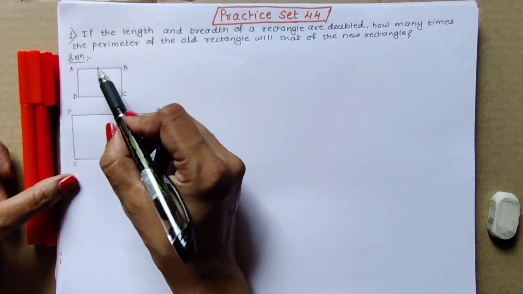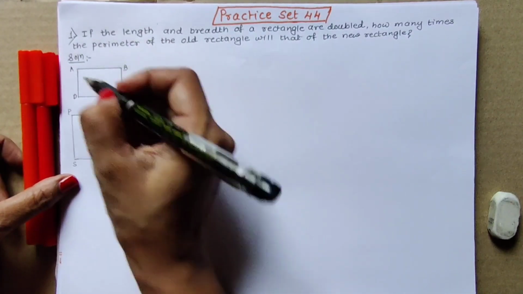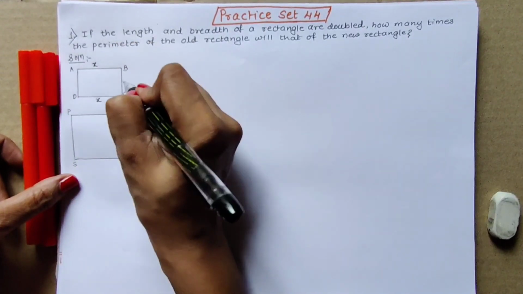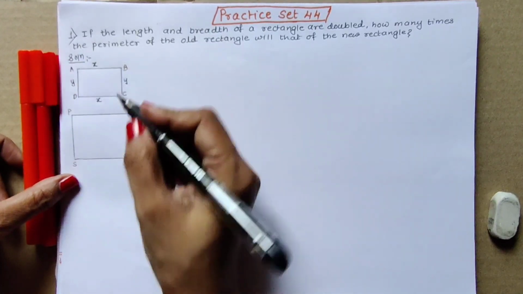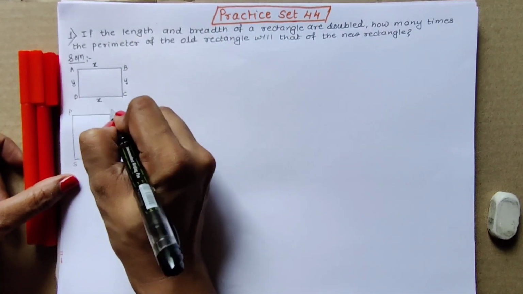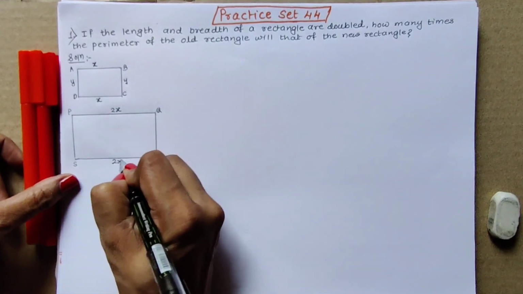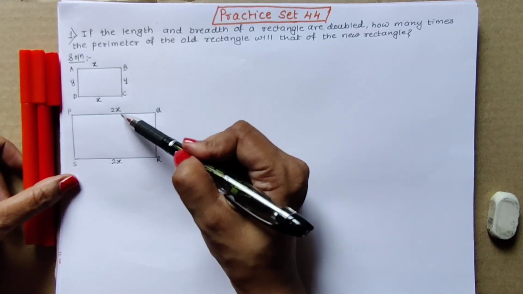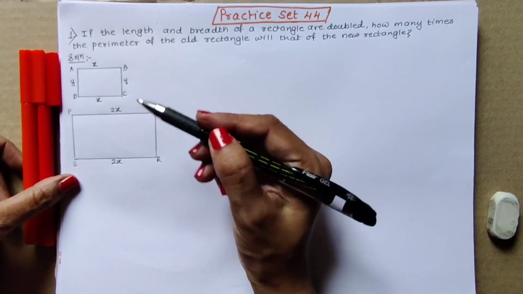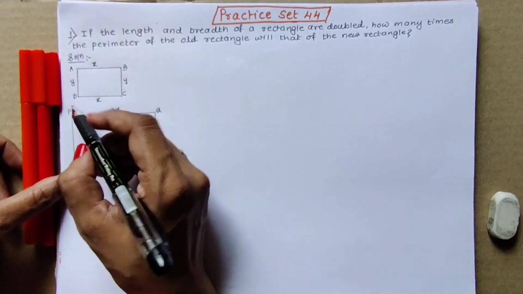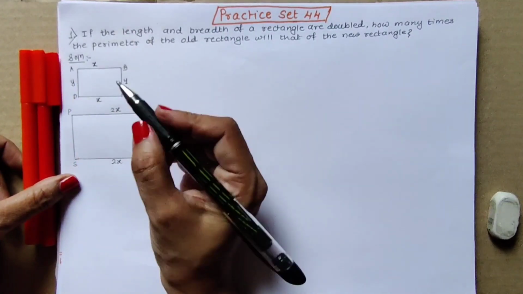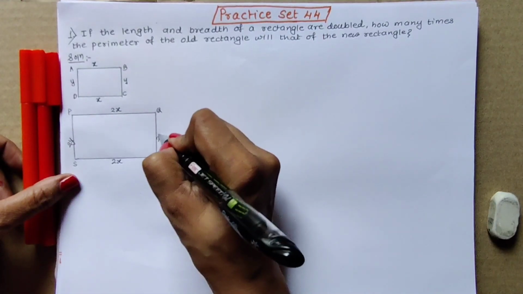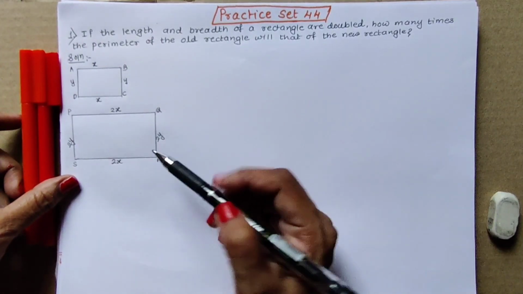In the old rectangle, the length may be X centimeter, I have taken X. So length is X and maybe breadth is Y. So in the new rectangle, the length is doubled, it has become 2x. Doubled means 2 multiplied by x. Previously in the old rectangle, length was x. Now in the new rectangle, the length has become 2x. Now in the old rectangle, the breadth was y. Here in the new rectangle, it is doubled. That means it has become 2y. So in this way, length is doubled and breadth is also doubled.